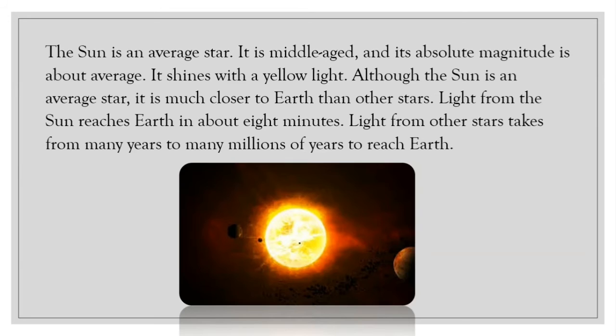Although the Sun is an average star, it is much closer to Earth than other stars. Light from the Sun reaches Earth in about 8 minutes. Light from other stars takes from many years to many millions of years to reach Earth.